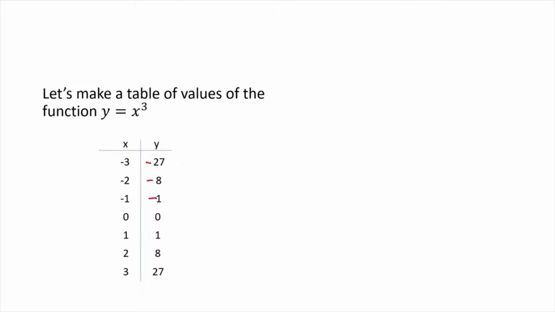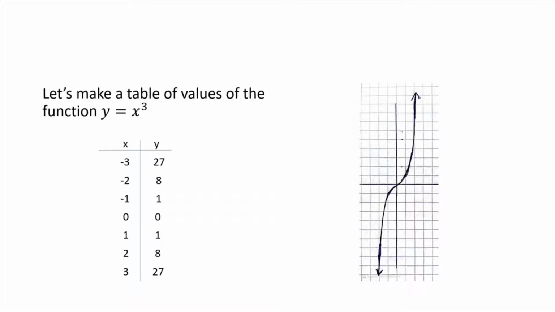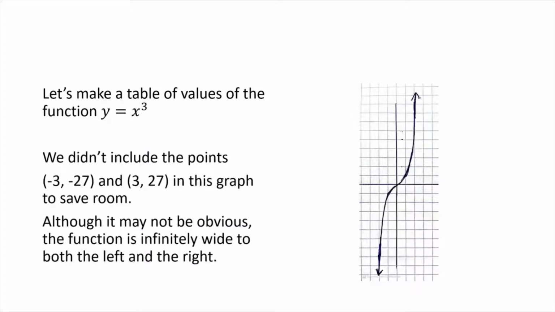When x is -3, -3 quantity cubed is the same as -3 times -3 times -3. So that actually equals -27. So anyways, we have the values here as I've modified. And when we graph those on a curve, on a Cartesian plane, we see the general behavior of the function. Now, we did not include the points (-3, -27) and (3, 27) in the graph I just showed you because we have to save room.